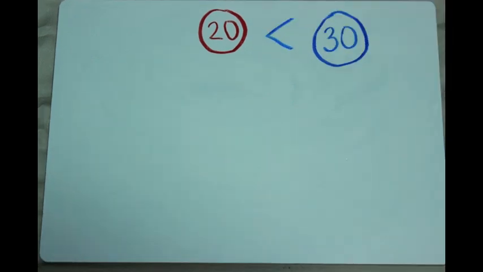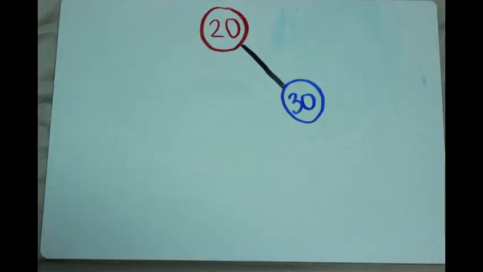Let's demonstrate it. Shown is a root with a value of 20. Let's insert a node with a value of 30. First, I will check if the value is greater than or less than the root. Since 30 is greater than 20, I will insert it in the right subtree.